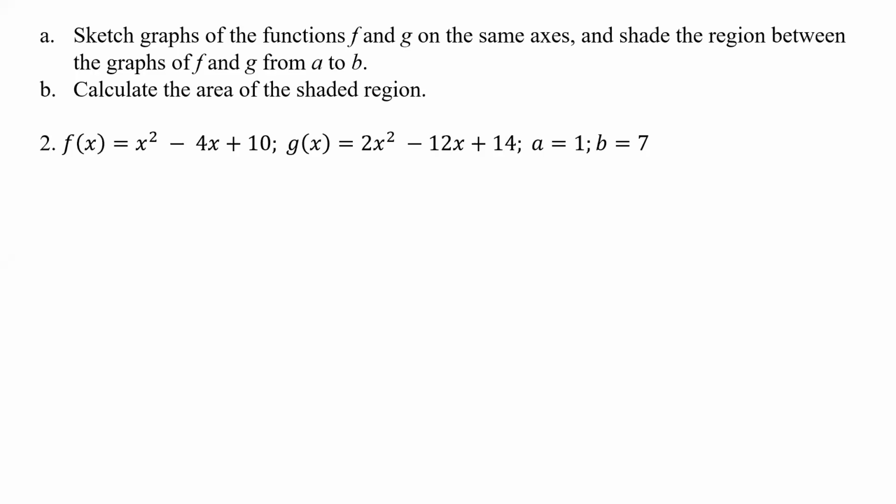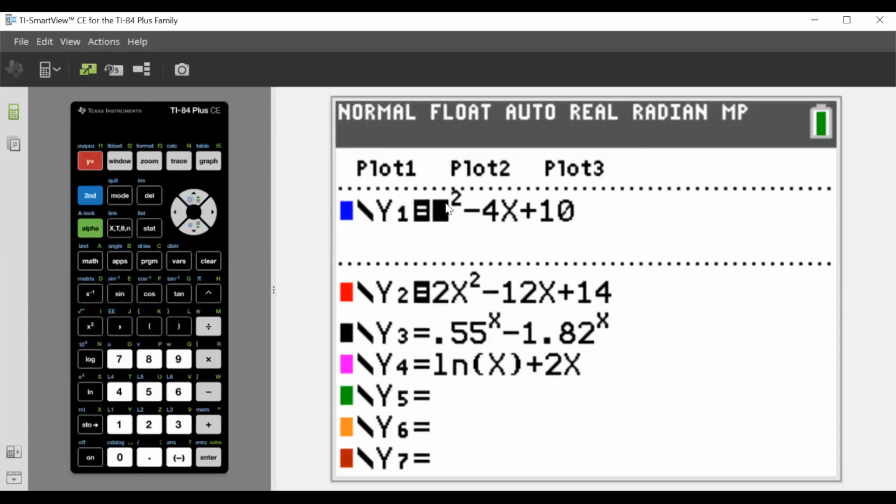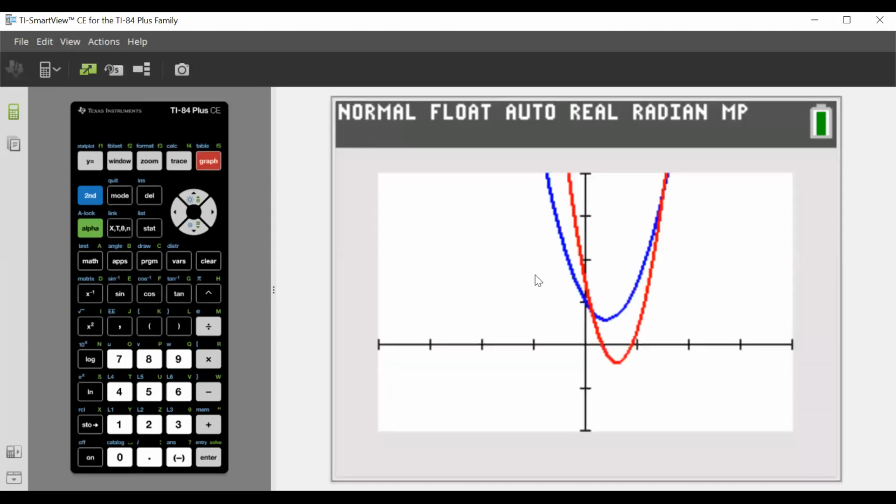All right, here we're going to sketch graphs of the functions f and g on the same axes and then shade the region between the graphs of f and g from a to b, and then calculate the area of the shaded region. So we have our two functions, f and g. And so what I've done is I've plugged those into the function here, y1 and y2. And so our graph looks like that.